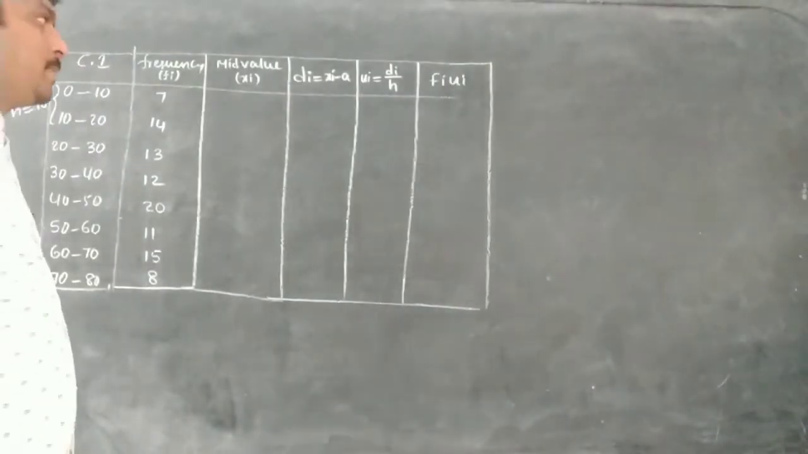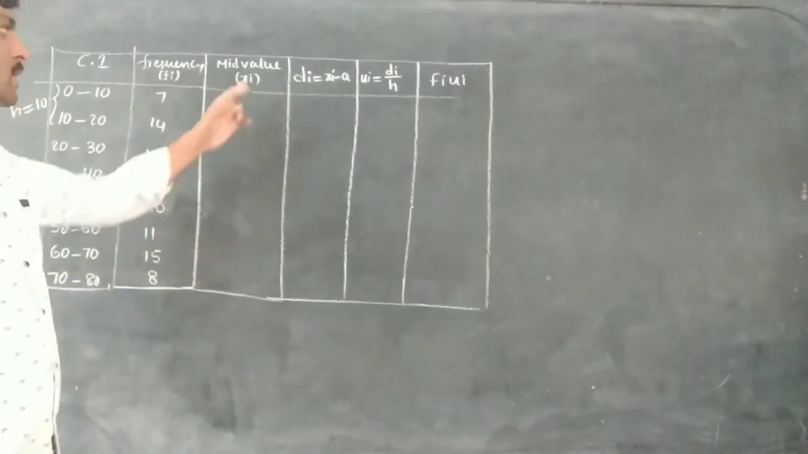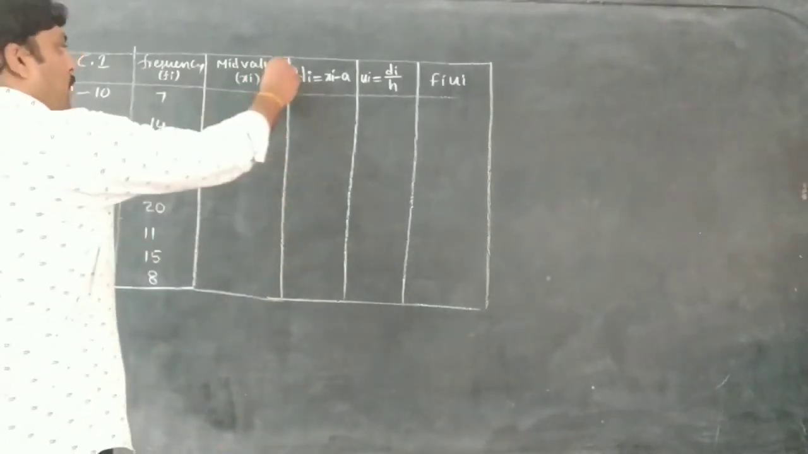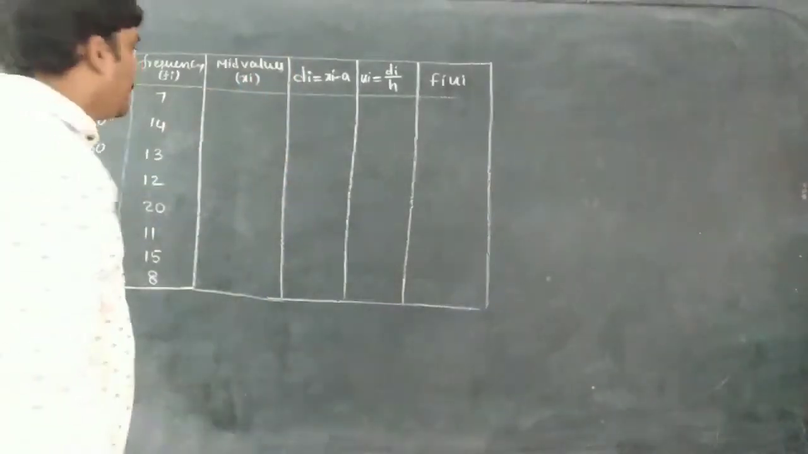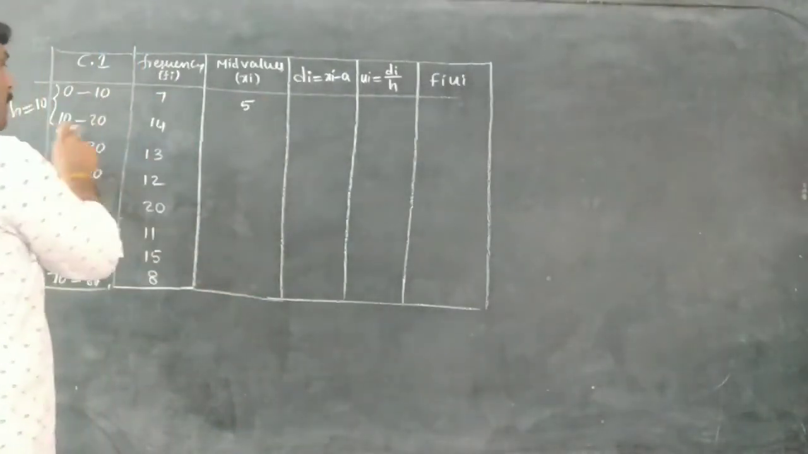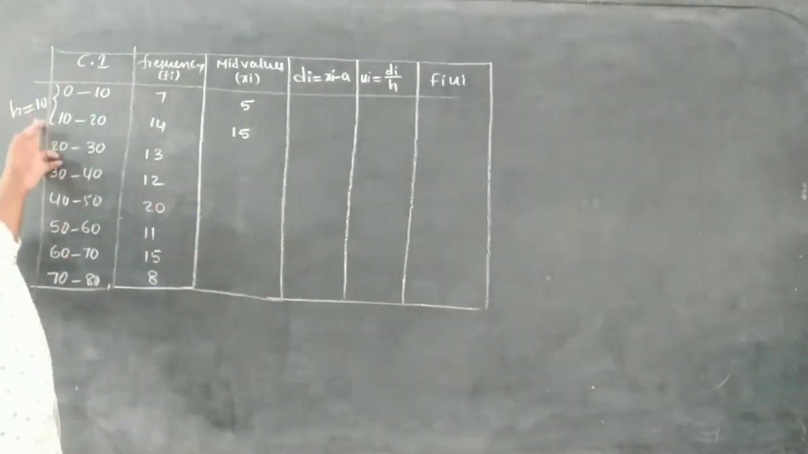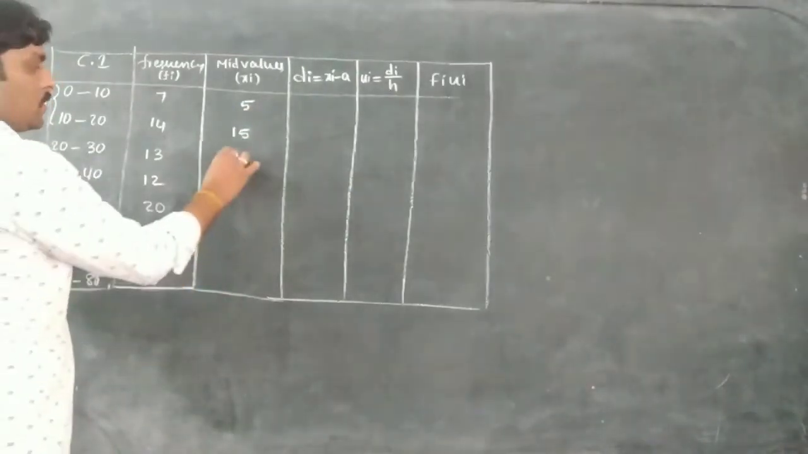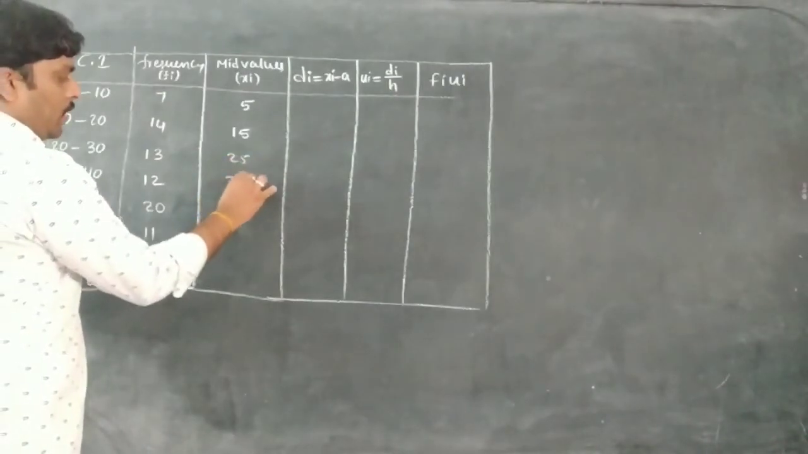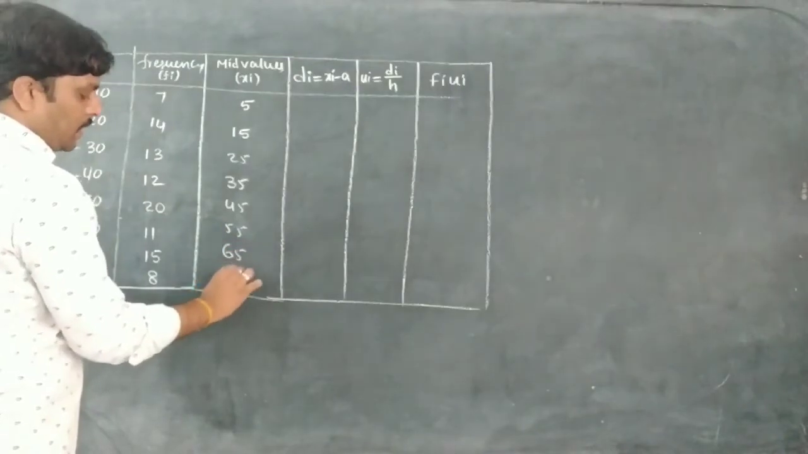Step deviation method. Here class intervals and frequencies are given. First find mid values, xi. The mid values: 0 plus 10 by 2 is 5, 10 plus 20 by 2 is 15. Here 10 is added, the h value 10, the size of the class interval. So 25, 35, 45, 55, 65 and 75.